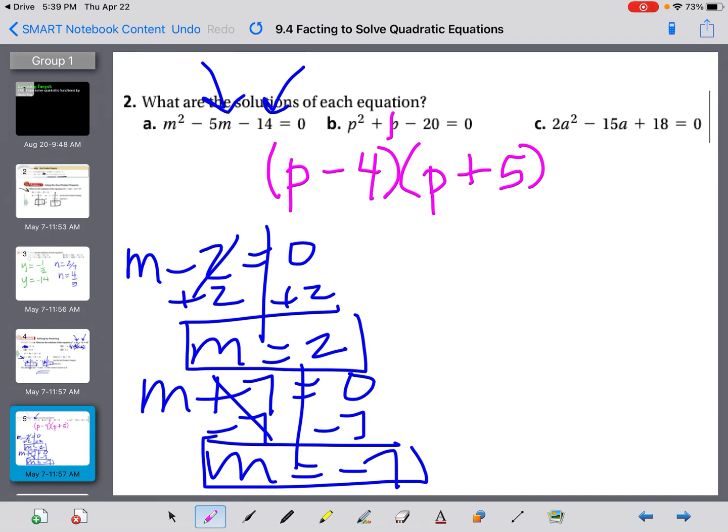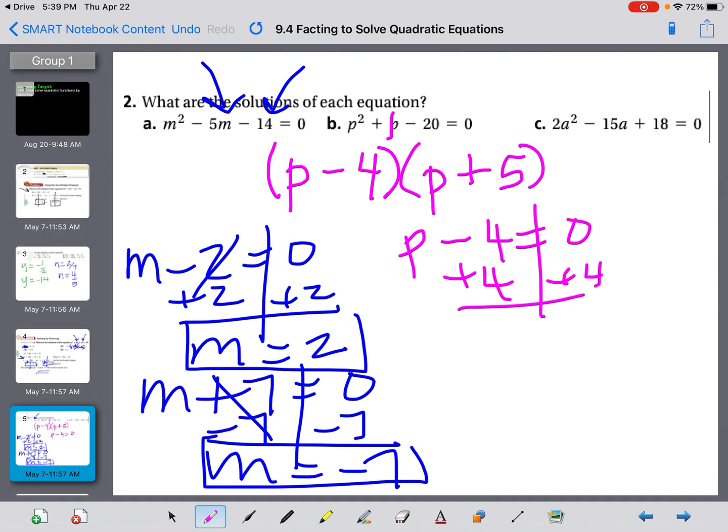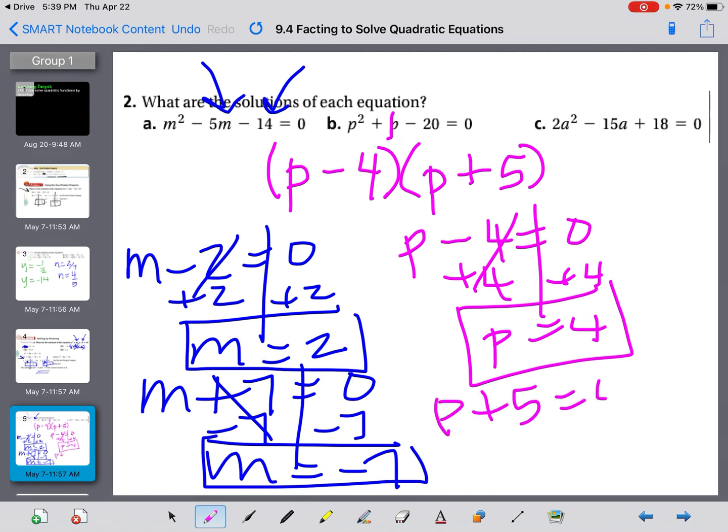Then I'm going to use my zero product property and write out p minus 4 equals 0. Add 4 to get that p alone. Find out that p is equal to 4. That's our first solution. And then p plus 5 equals 0. Subtract 5 to get our second solution of p equals -5.